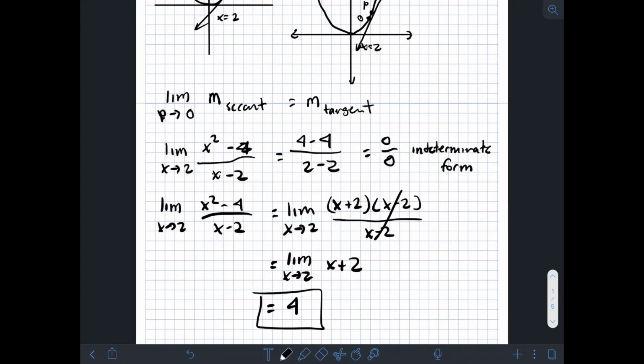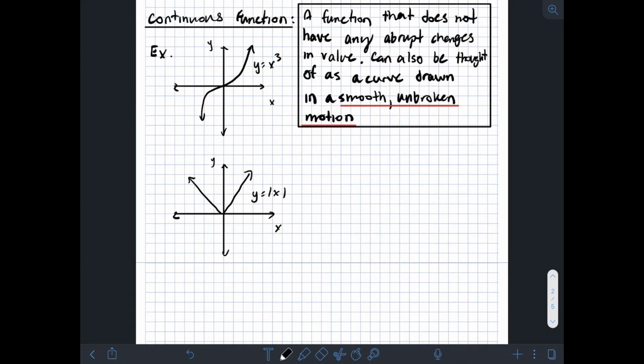Now we're going to talk about continuity. For a function to be continuous, it can't have any abrupt changes in value. The way I like to think about this is that the function must be drawn out by a smooth curve.